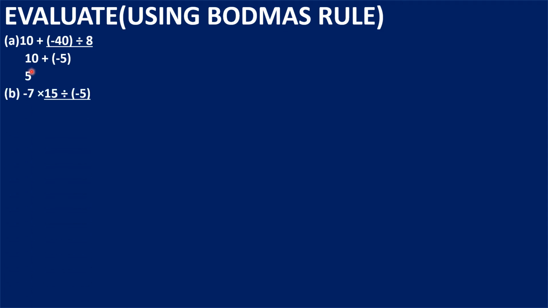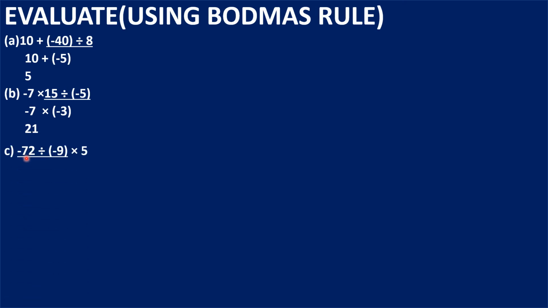Moving on to the next sum. Minus 7 multiplied by 15 divided by minus 5. According to BODMAS rule we will do the division operation first. 15 divided by minus 5, different signs, so I'll have the answer as minus. 15 divided by 5 is 3. So I can write minus 7 multiplied by minus 3. Now both are negative, same signs are there, so my answer will be plus, and 7 3s are 21.